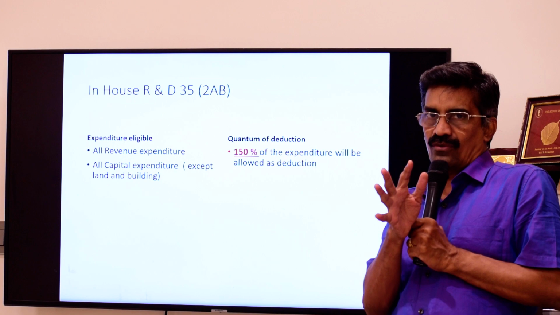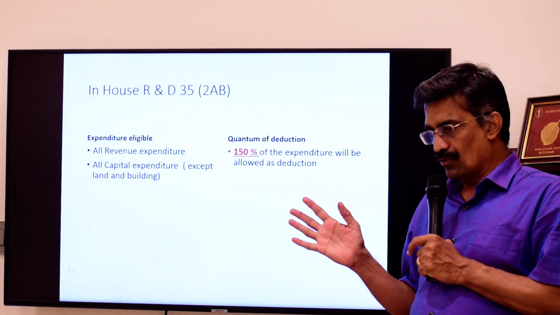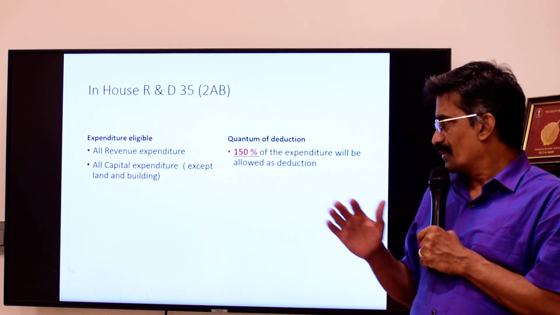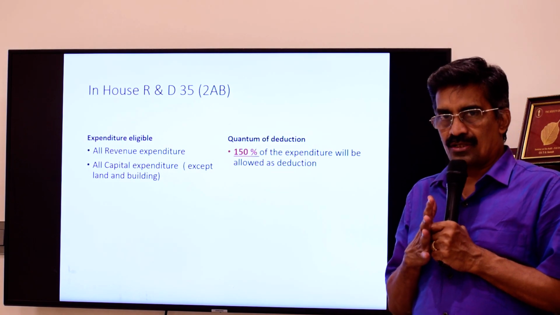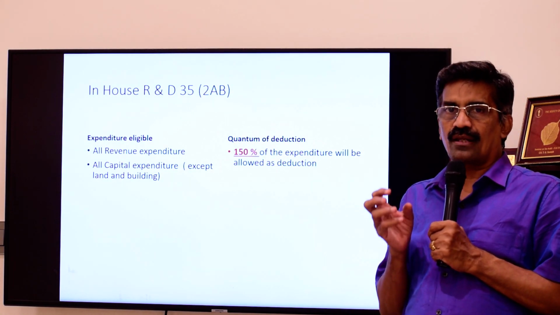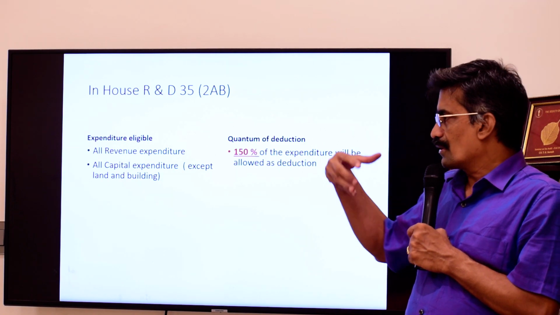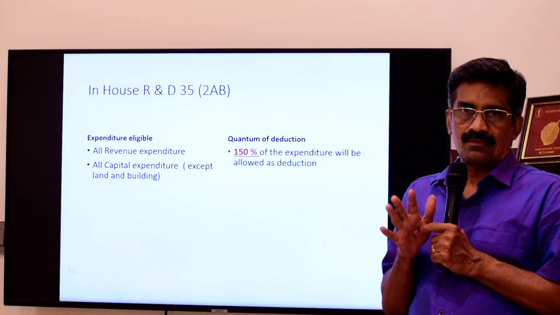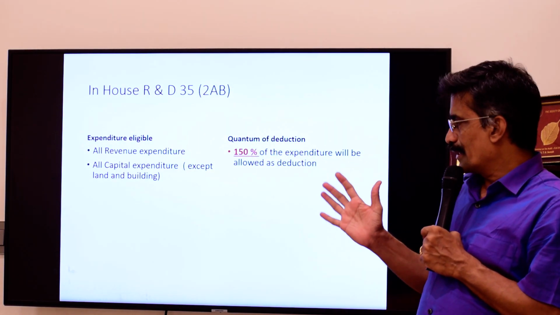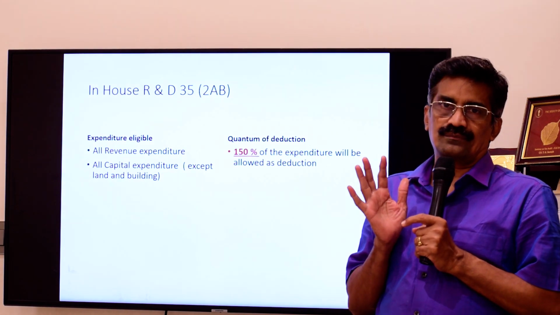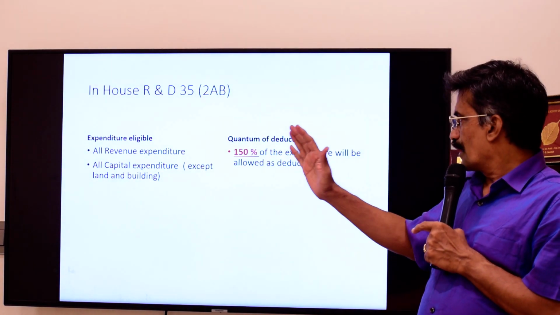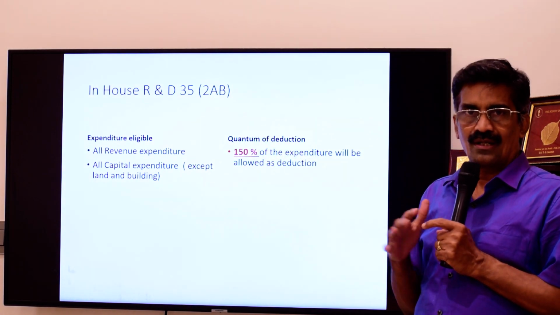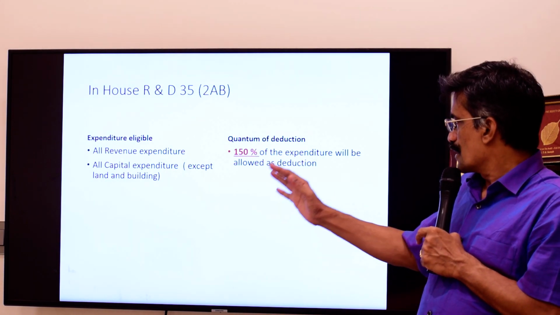Just recall 35(1)(4) for a minute. Under 35(1)(4), I am eligible to claim deduction for any capital expenditure except land. Whereas here, I will be in a position to claim deduction for any capital expenditure except land and building. So what will happen to the cost of the building? Cost of the building, you can claim deduction under 35(1)(4), but the moment you go to 35(1)(4), you can only claim 100%. That is the one point you should understand. So land is not eligible under both the sections, building eligible only under 35(1)(4), other capital expenditures eligible under 2AB.